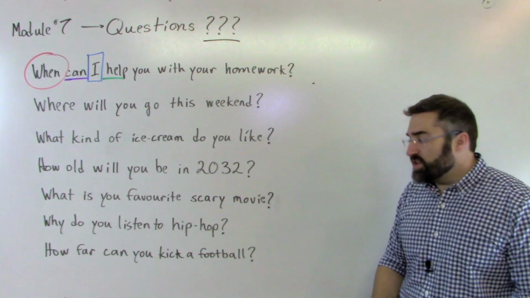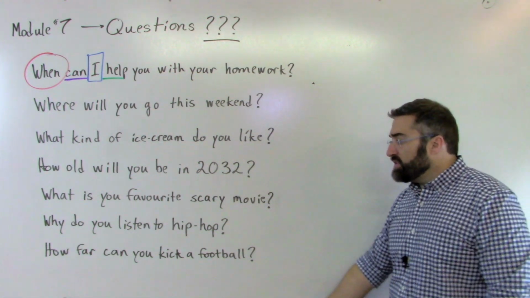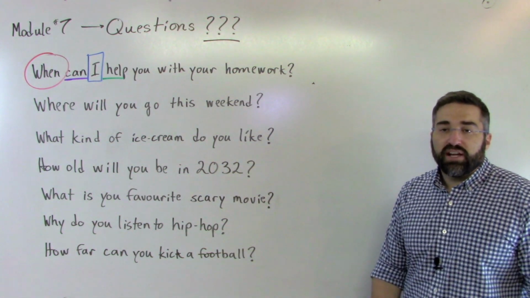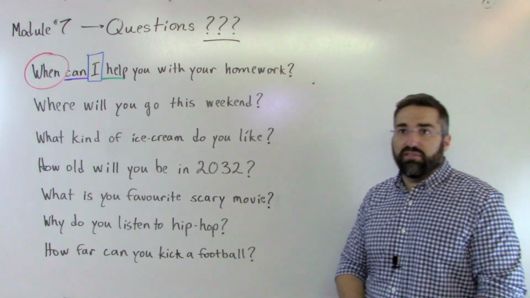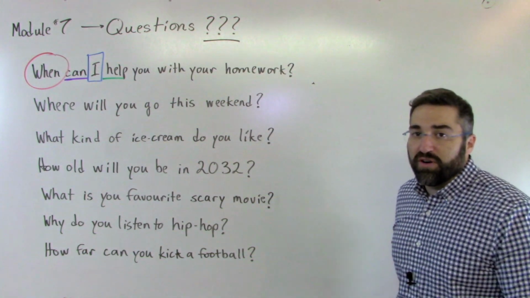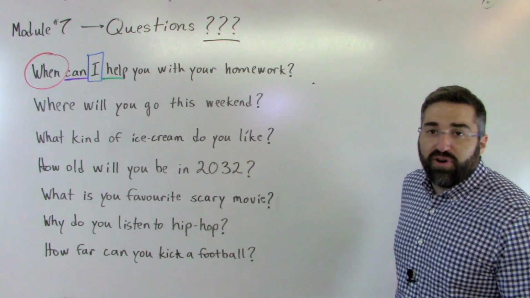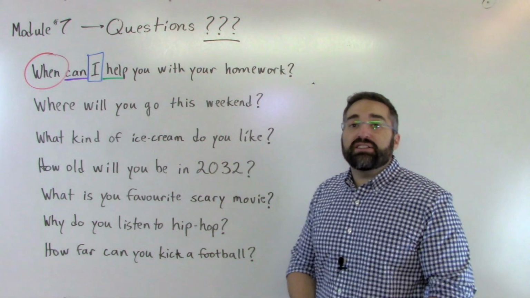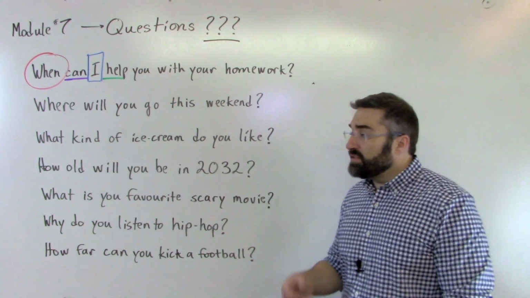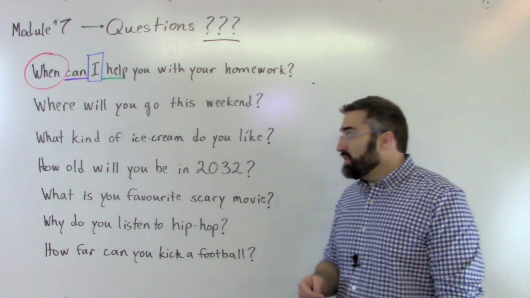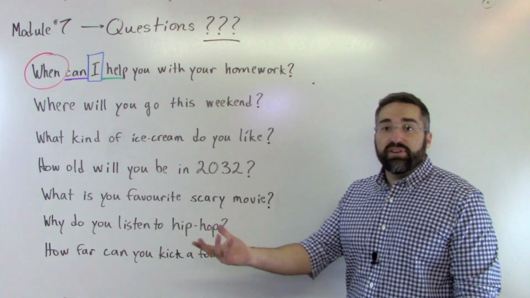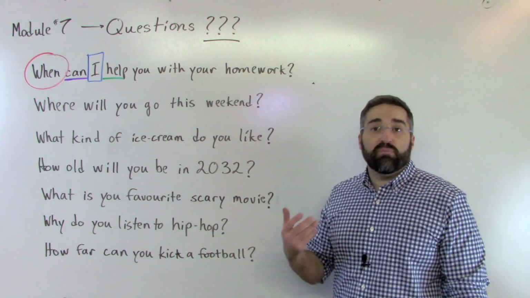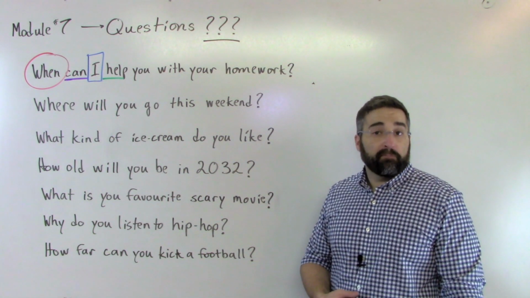And my last question on the board, let's identify the parts of this one. How far can you kick a football? Right? Can you kick it out of a stadium? Can you kick it over a building? I don't know how far you can kick a football. So, have you identified the parts of speech here? Have you identified the question word? Have you identified the auxiliary verbs and the subjects and the actual main verbs?